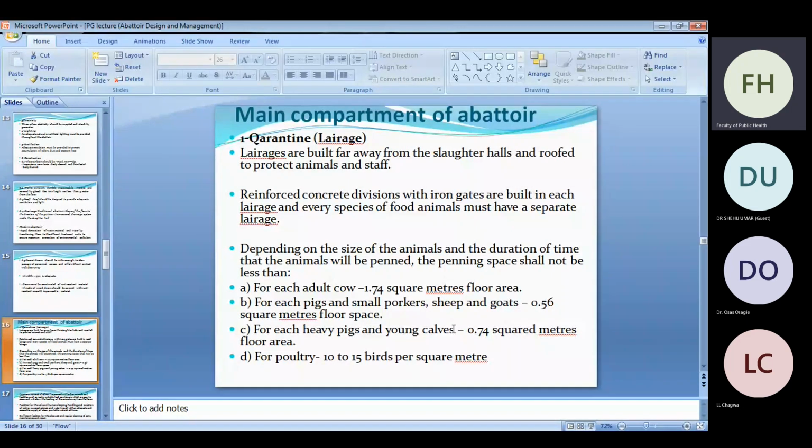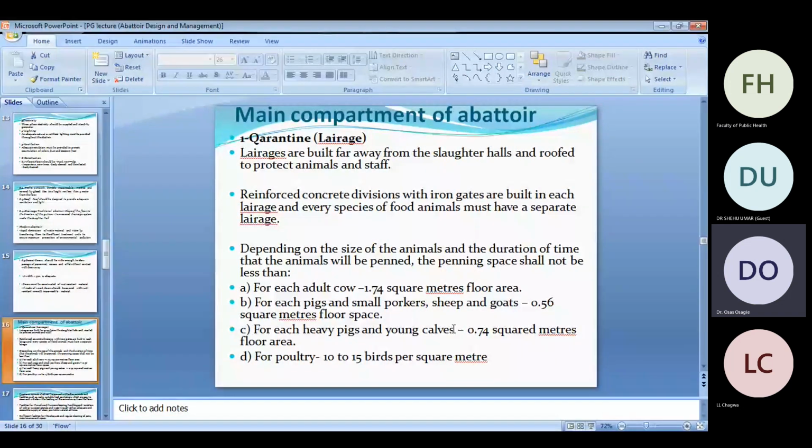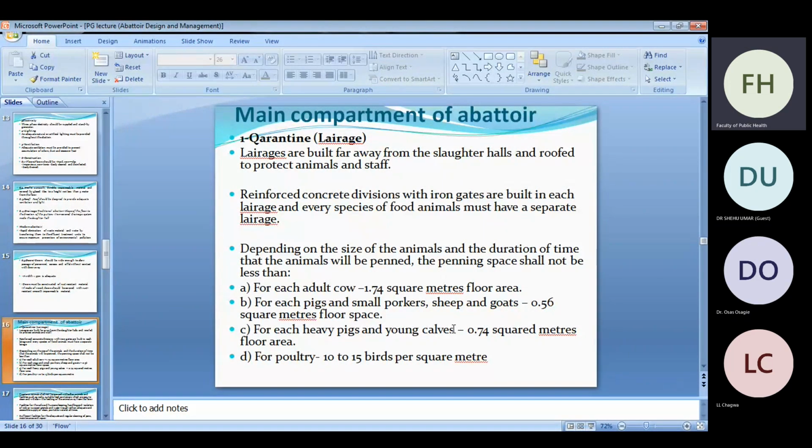Now, that will take us to the basic components of an abattoir, which I know that you know, but we just have to refresh our memory of what we know. The quarantine, the lairage. Basically, lairage is a very good component of an abattoir slaughterhouse. They are built far away from the slaughter hall and roof to protect the animals and staff. The lairage.